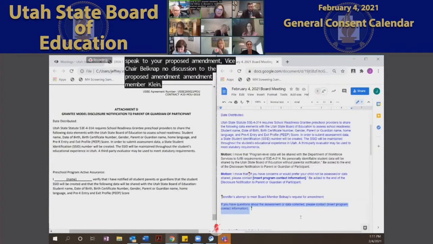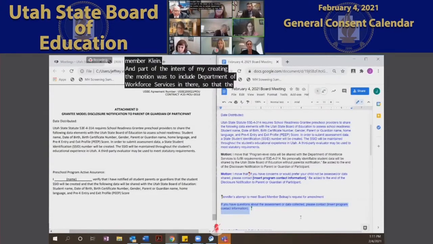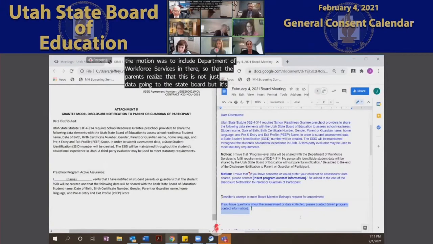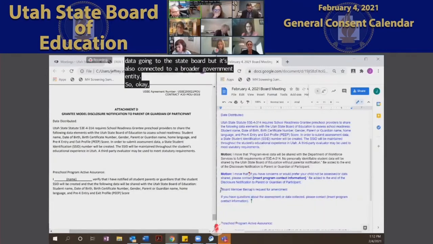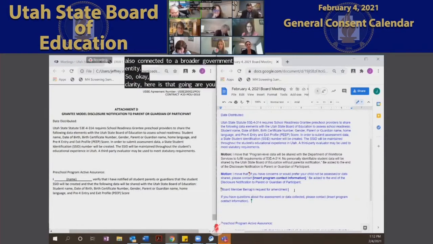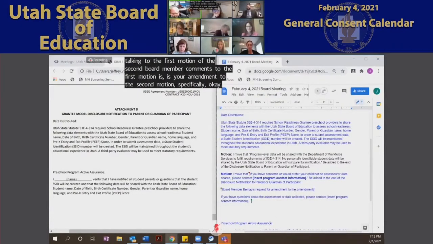Clarity, Chair. Are you talking to the first motion or the second, Board Member? That was to the first motion. Is your amendment to the second motion specifically? Yes, the amendment is to the motion that's on the table, which has similar wording, but it's been minimized here with a different intent. So we have a proposed amendment.